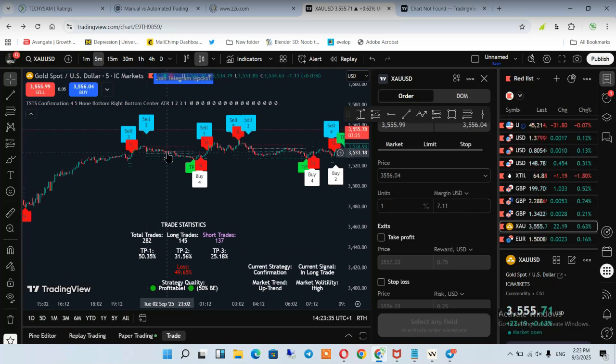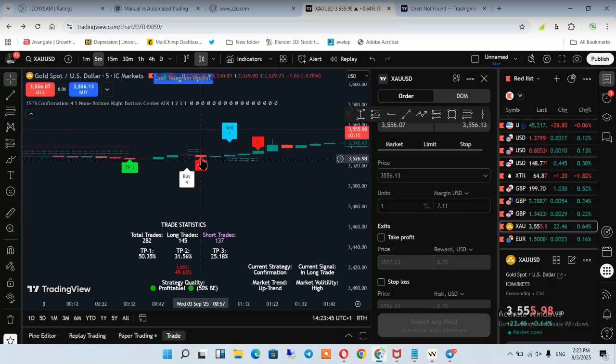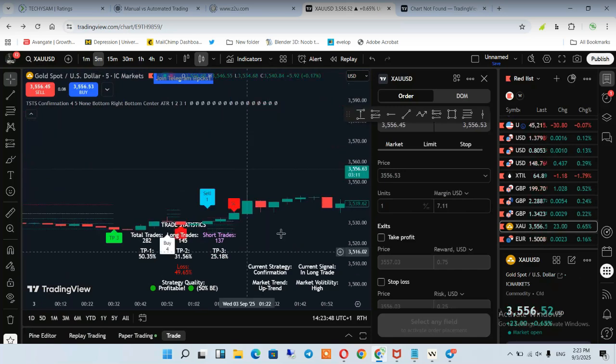2051, 21, 23. So this for the next one will be here. So this is it. This is gold. This is the first trade we are going to be taking on gold. It is going to be this buy on the 5 minutes time frame.